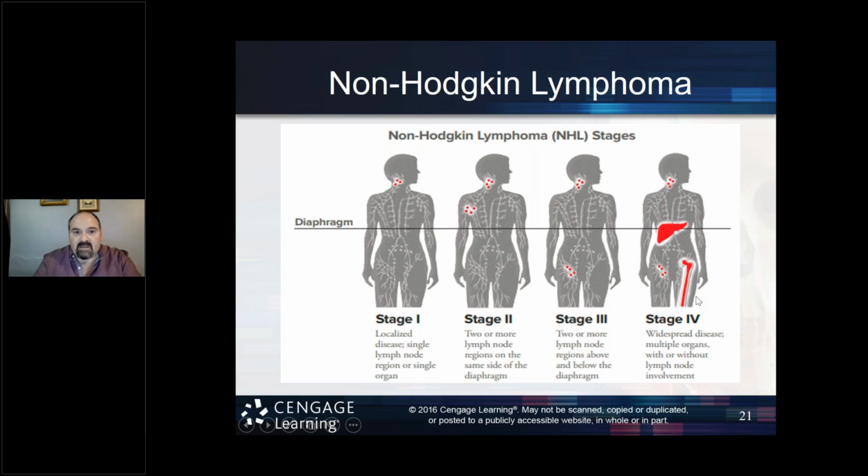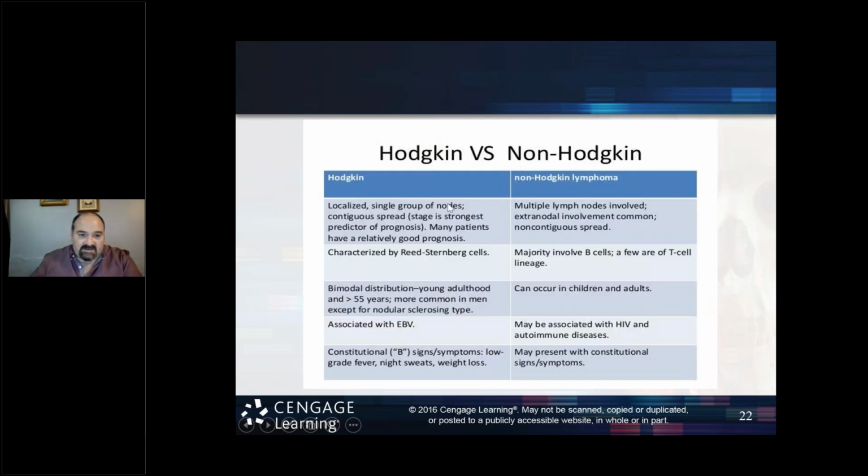Now, as far as that's Hodgkin's, so you'll see here, Hodgkin's disease, a localized single group of nodes, contiguous spread. Many patients have a relatively good prognosis with Hodgkin's. With non-Hodgkin's, it's a little bit more challenging. Multiple lymph nodes involved, extranodal involvement common, meaning outside of lymph nodes and outside of the lymphatic system, non-contiguous spread.